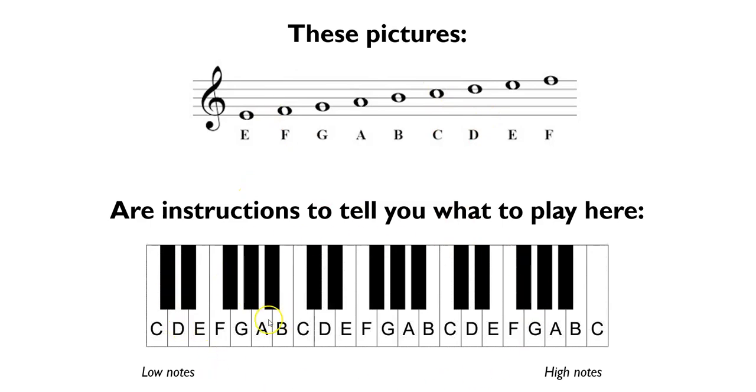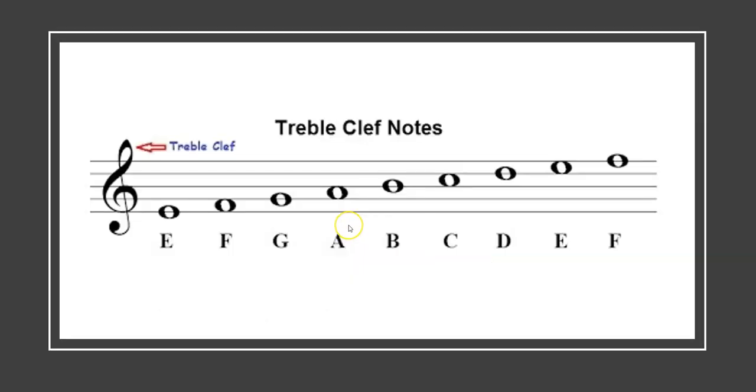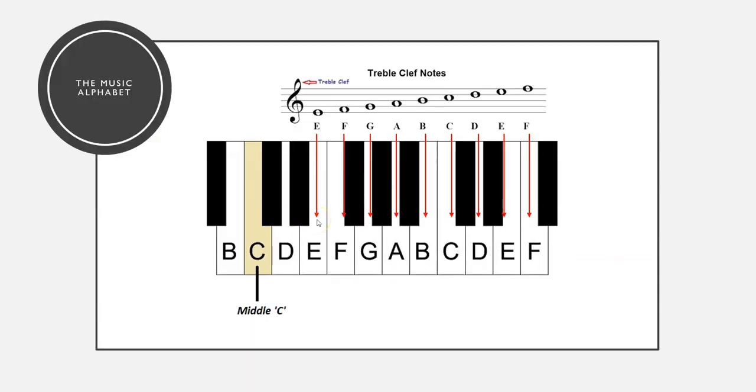And now you can hopefully start to notice we've got the music alphabet on the keyboard, and we've also got the music alphabet up here. Now, if a note is drawn up high, it means it plays higher notes on the piano. If it's drawn down low, it plays lower notes. Okay, cool. So let's move to this picture. We're going to use middle C as a bit of a reference point, okay?